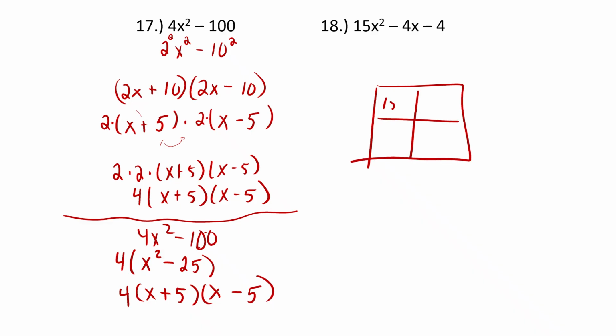So we're going to put in the 15x squared and the negative 4. And we're going to do 15 times negative 4, which is negative 60.